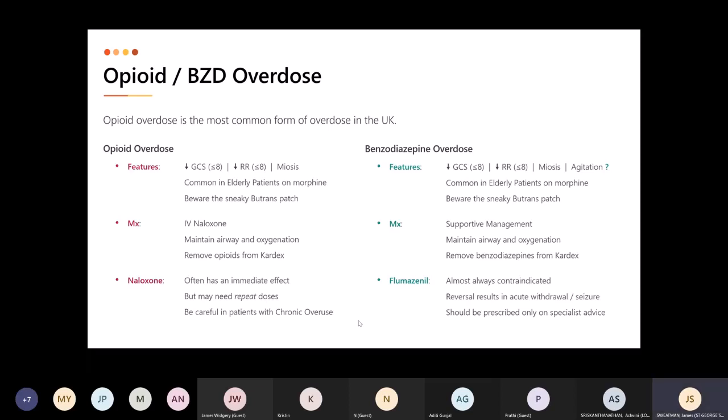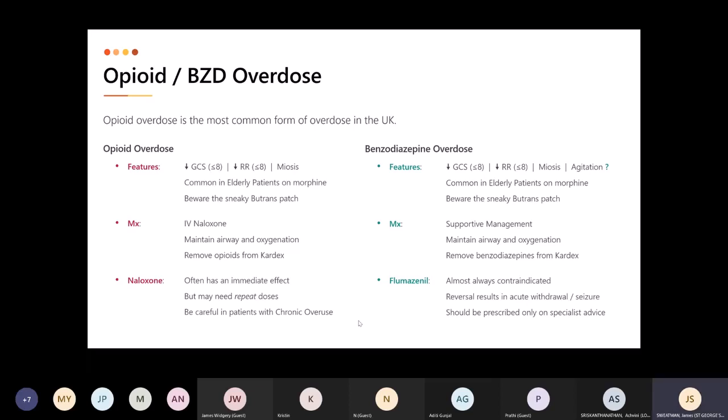It's very common in elderly patients on morphine, and another clinical nugget that I've learned after 2 years: beware the sneaky Butrans patch, especially in the patient who's got a package of care twice a day, and different nurses come in and put another patch on every week and don't take the other one off. By the time the patient comes into ED, they've got 50 Butrans patches on various parts of their body and they've overdosed on buprenorphine, which does happen very, very commonly.